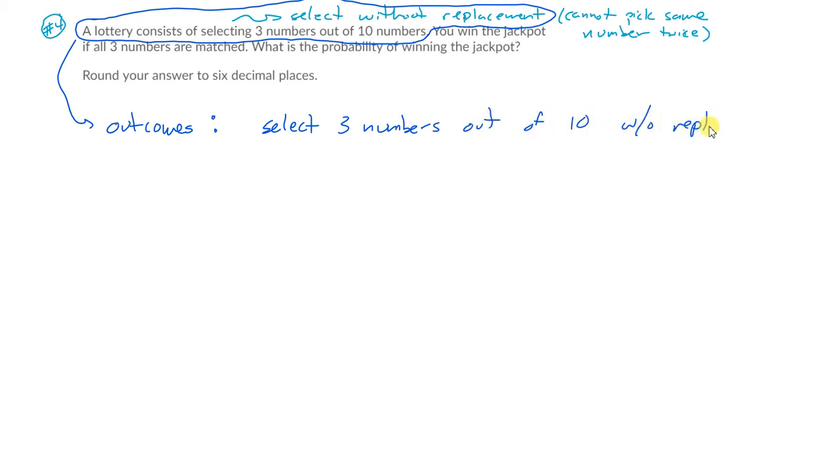Remember, without replacement means we're going to use either permutations or combinations. We're not going to use simply multiplying 10 times 10 times 10. That would be with replacement, where you could use a number over again. We're not assuming that. The next question is, does the order matter or not? In other words, what does a particular outcome look like?